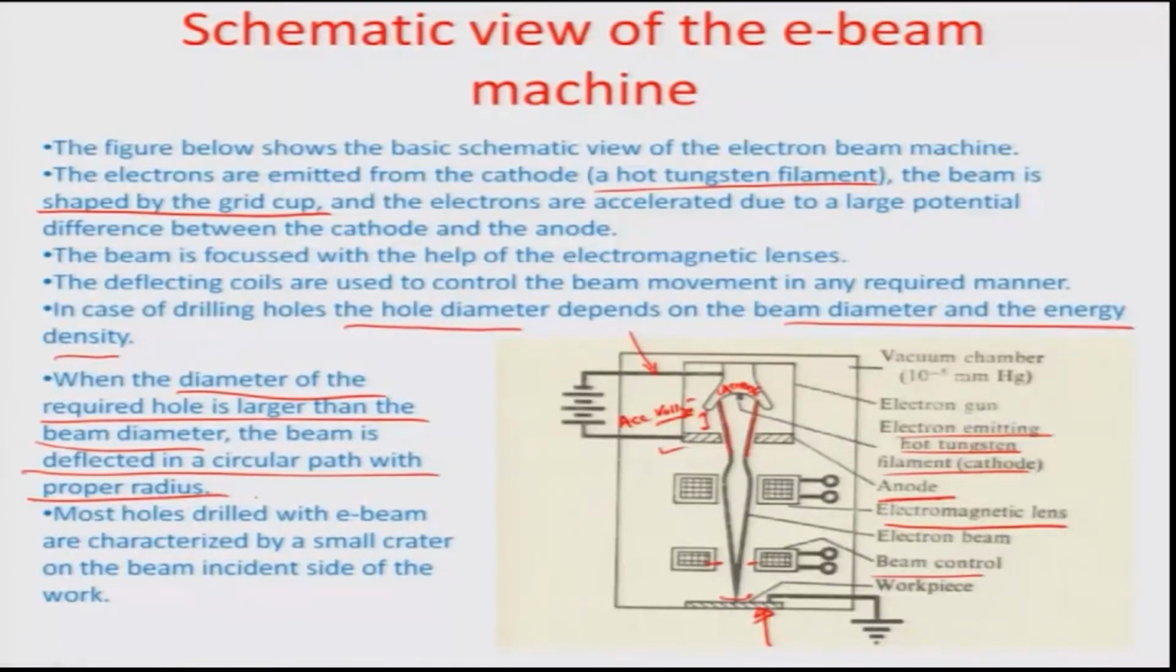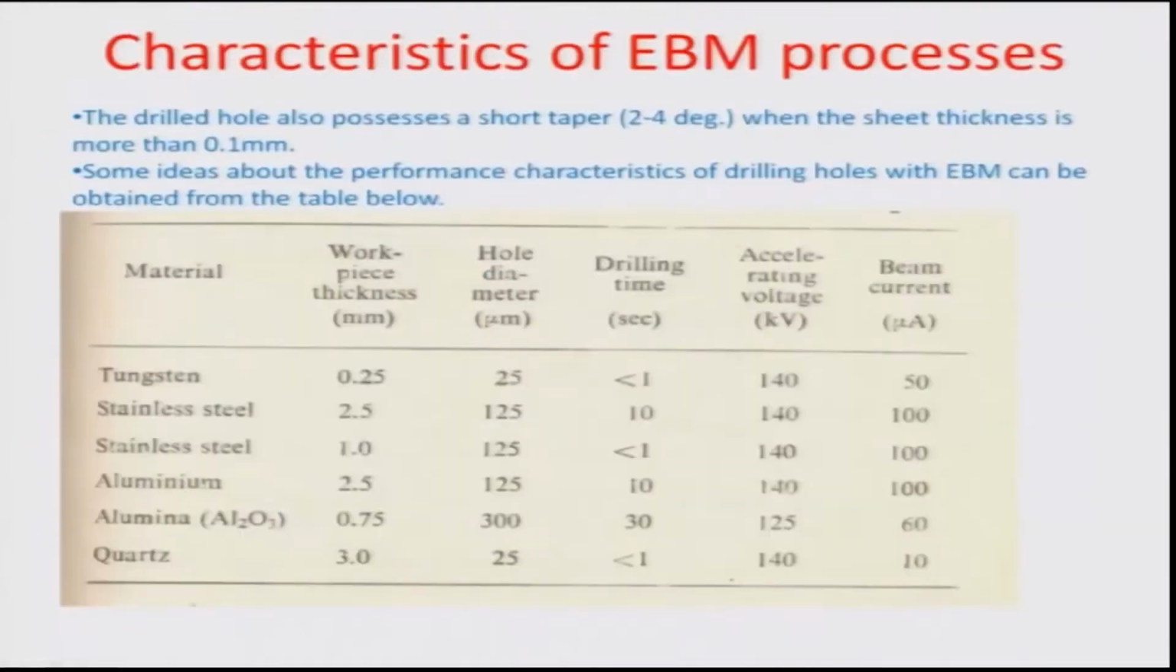So, most holes drilled with an e-beam are characterized by a small crater on the beam incident side of the workpiece, and when such holes are continuously being drilled, you have a through hole and you can have an e-beam drilling process. The drilled hole will also possess a short taper in this particular case, particularly because the beam narrows down and there is a beam focus which is hit upon, and that is somewhere at the depth up to which the cutting has to happen really.